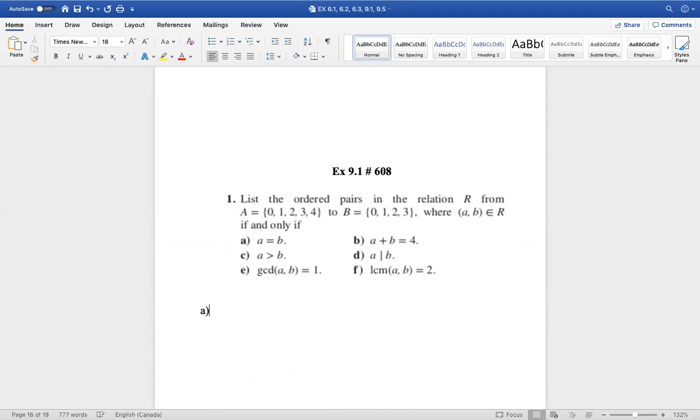So let's take part A. We will have this set, and the first pair, because it's a equals b, we take 0 from A and 0 from B, which is (0, 0). We have 1 from A and 1 from B. Likewise we do (2, 2), and then (3, 3). We won't be doing (4, 4) because B does not have 4.